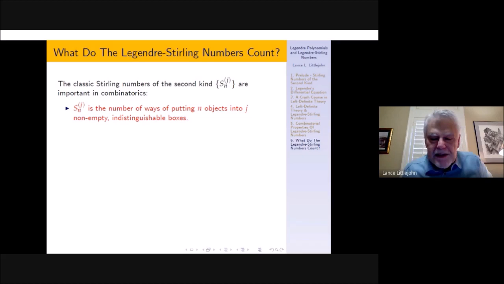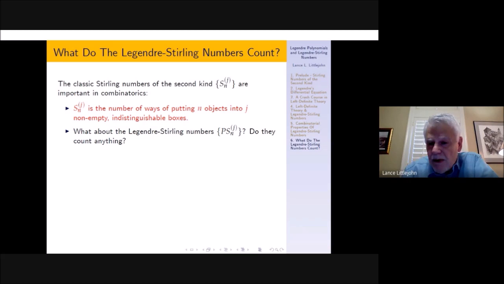My last little bit here, I want to tell you some things about the Legendre-Stirling numbers and what they count. As a reminder, the classic Stirling numbers of the second kind are important in combinatorics. At the beginning of this lecture, I reminded you that S(n,j) is the number of ways of putting n objects into j non-empty indistinguishable boxes. That's well-known, well-studied. What about the Legendre-Stirling numbers? Do they count anything? Remember from that table I showed you, they grow much faster, so it's not going to be something as simple as what the Stirling numbers of the second kind count. Well, the answer is yes, they do count something.